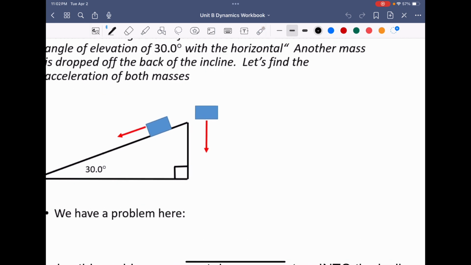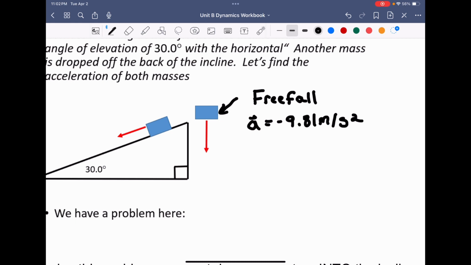Now, let's start off, first and foremost, with the object being dropped off the back. If I know that this object is just being dropped, we would say that this object is experiencing free fall. So I want you to write that in here: this is a free falling block. And when an object is in free fall, we typically said that the acceleration was negative 9.81 meters per second squared. And that goes all the way back to kinematics, where we said down meaning in the negative direction, 9.81, because it's just something that is close to the surface accelerating towards the surface.